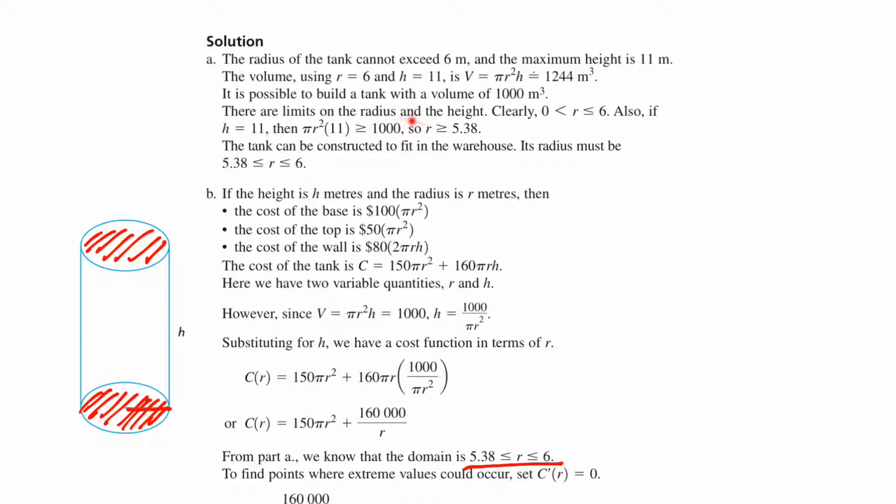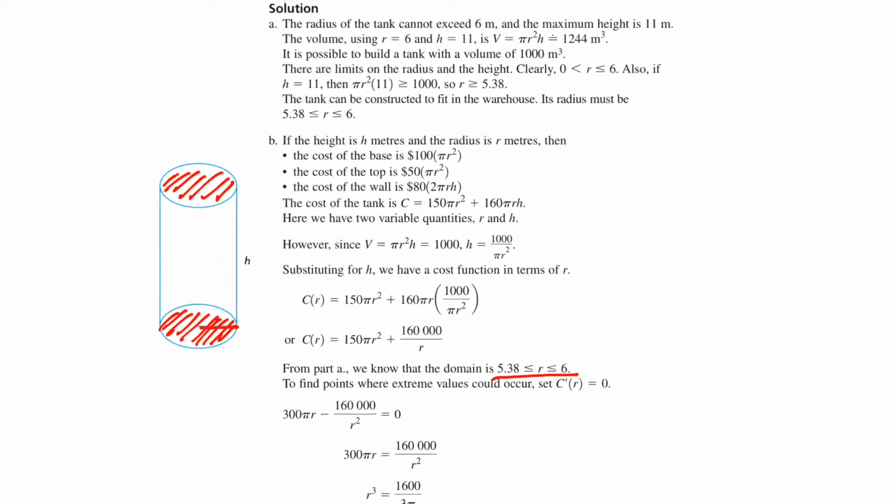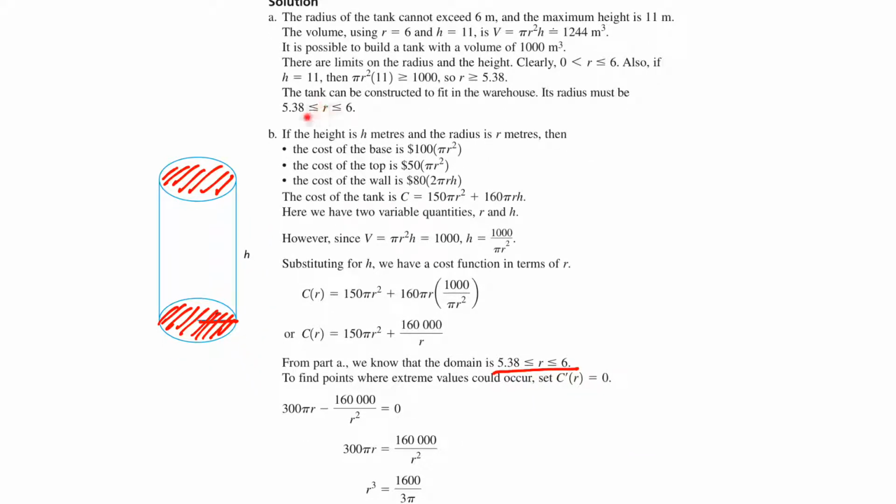There are limits on the radius. Obviously, the radius should be greater than 0 and smaller or equal to 6. Also, height must be at most 11. If we use height of 11, we'll see the volume is greater than 1,000 when r is greater or equal to 5.38. This means the restriction on radius is r greater or equal to 5.38 and smaller or equal to 6.